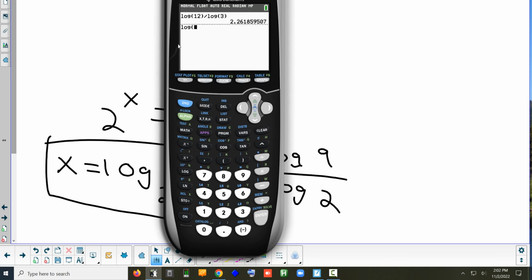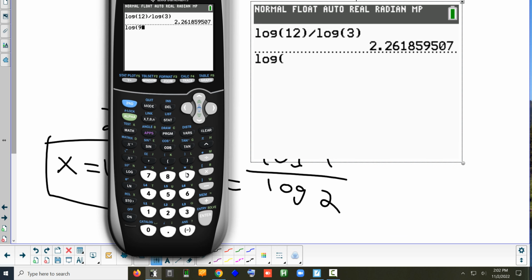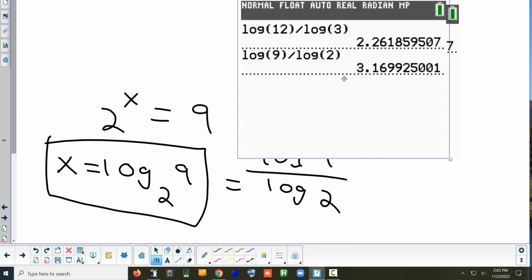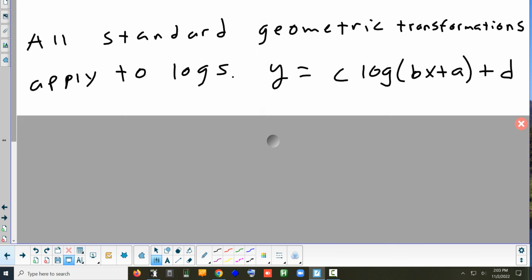Because if you type in log, everybody see how the calculator opens a parenthesis automatically for you. You need to close that yourself. So once you type log 9, finish it. Now you're done with the top. Divided by log 2. It's not important that you finish that parenthesis because it's at the end. There's nothing else coming after it. But if you want to finish it, you can. And that's the answer. If you raise 2 to the 3.17 power, you will get 9. So that's where you would use the change of base formula.